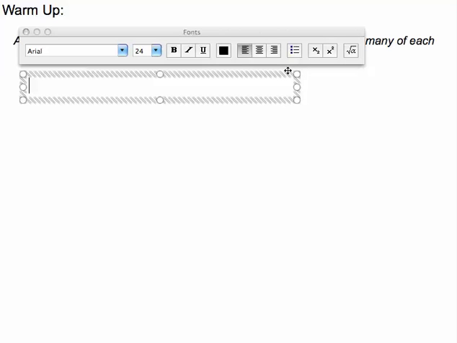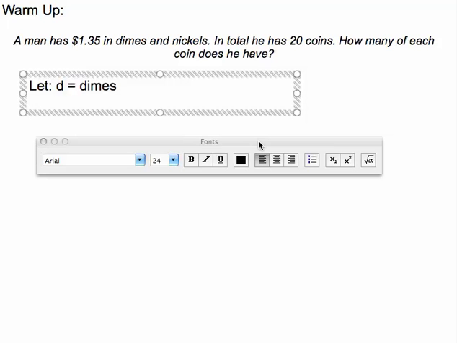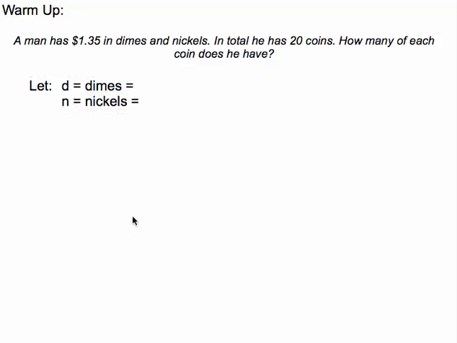Remember, you always create a let statement to define your variables. For this problem, we're going to use D to represent the number of dimes. And we're going to use N to represent the number of nickels. Now we'll go back later and put in our answers. So that's how you would start this.